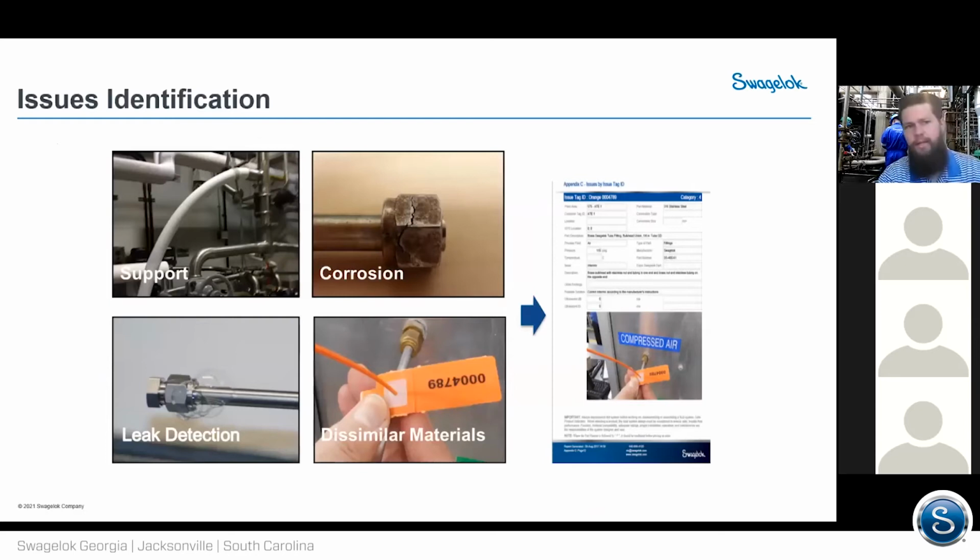Again, we're looking at things like supporting of hoses or tubing, leaks, corrosion, material differences, things like that. We're trying to help with that kind of stuff. But we also utilize this same application service to advise on the analytical systems as well.